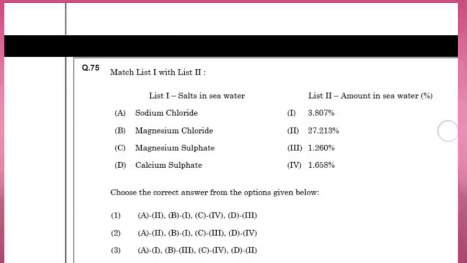And next, a match-the-following question. Sodium chloride is 27.21, magnesium chloride is 3.807, magnesium sulfate is 1.658, and calcium sulfate is 1.260. Definitely option 1 is the correct answer.